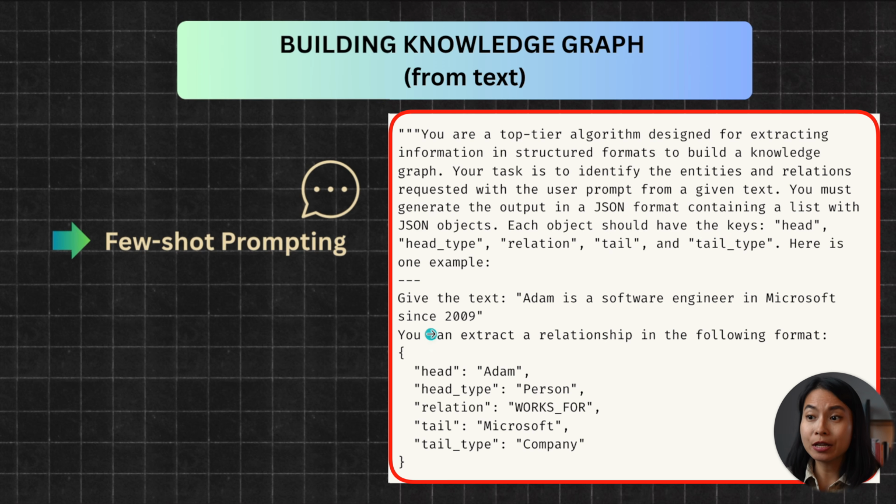So here's one example. You can extract a relationship in the following format. So here is the format with head and head type, relation, tail and tail type, and here is an example output for the LLM to follow. And then ideally, the LLM will return a response that aligns with what you specify here, and then after that, you can parse this output further to construct a knowledge graph. However, with this approach, there is no guarantee that the LLM's response will strictly follow the format that you provided. And also, you may get significantly different responses in different runs. So this is not ideal.